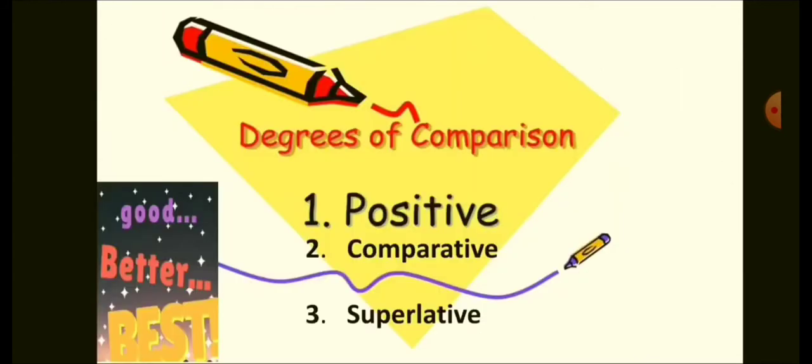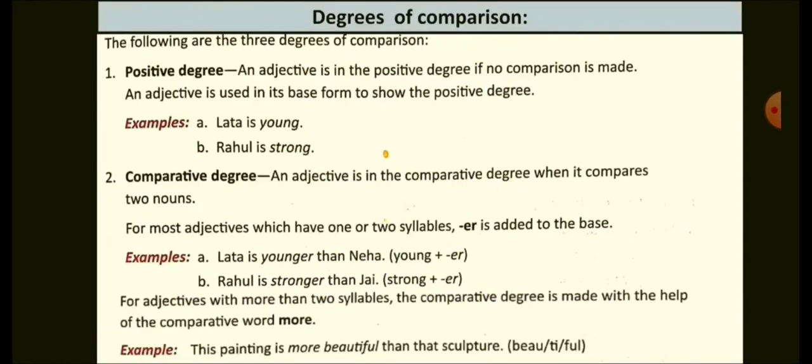Now we will learn about degrees of comparison. The following are the 3 degrees of comparison. Number 1, positive degree. An adjective is in the positive degree if no comparison is made. An adjective is used in its base form to show the positive degree. For example, Lata is young. Here young is an adjective which is used in its base form to show the positive degree. Rahul is strong is also an adjective and is used in its base form.